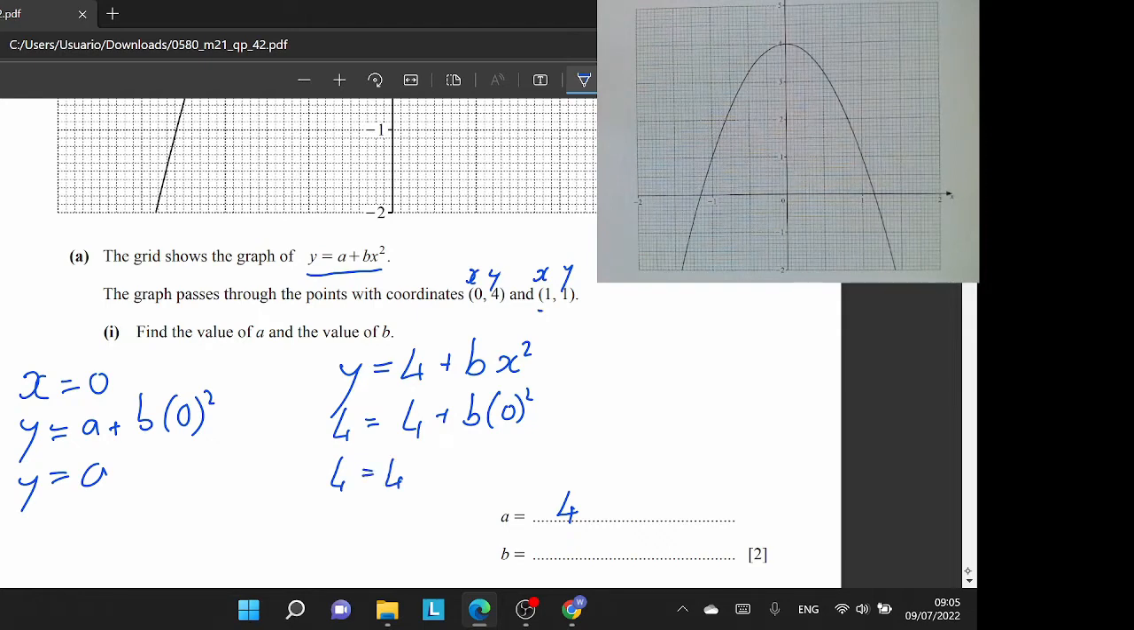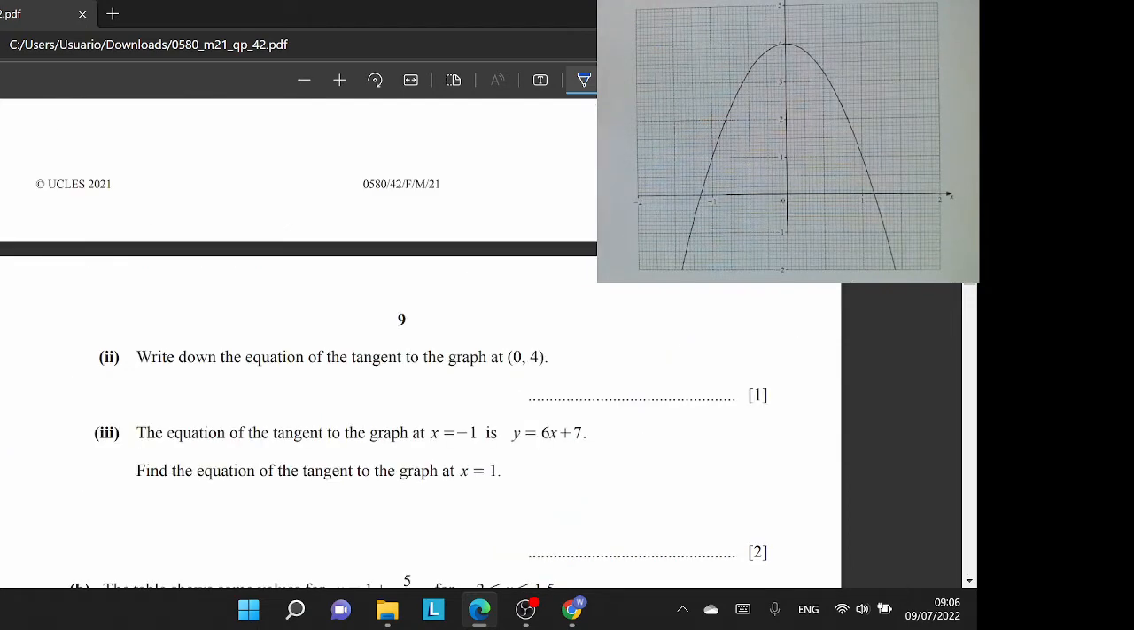But if we substitute the second coordinate in there, we'll have y equals 1, 4 plus b, x equals 1 as well. 1 squared is 1. 1 times b is b. That gives us 1 equals 4 plus b. So b must be 1 minus 4. Gives us b equals -3.